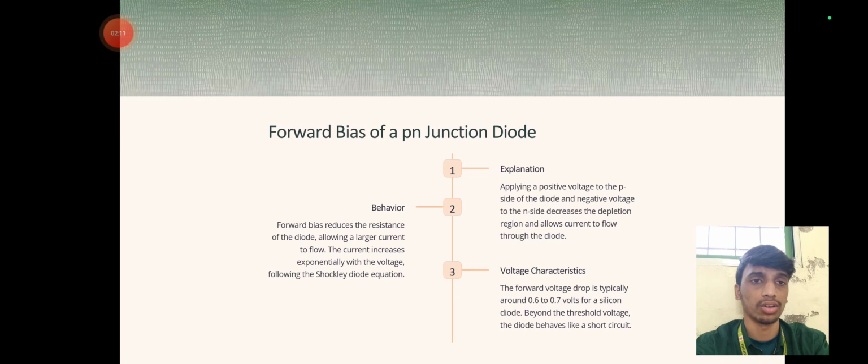The Shockley diode equation. Voltage characteristics: the forward voltage drop is typically around 0.6 to 0.7 volts for a silicon diode. Beyond the threshold voltage, the diode behaves like a short circuit.